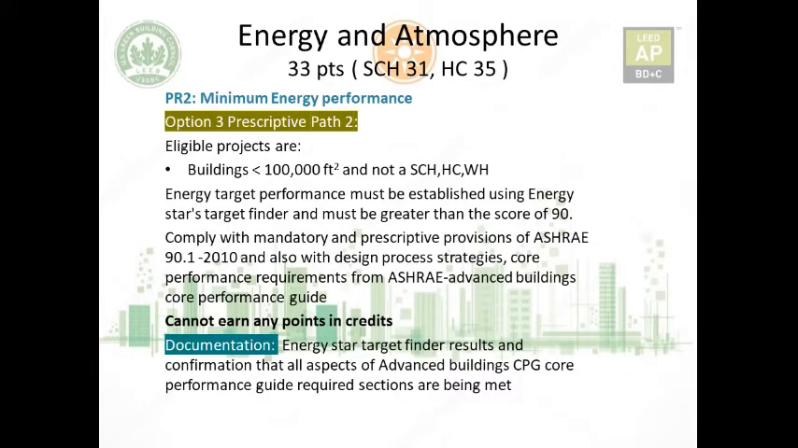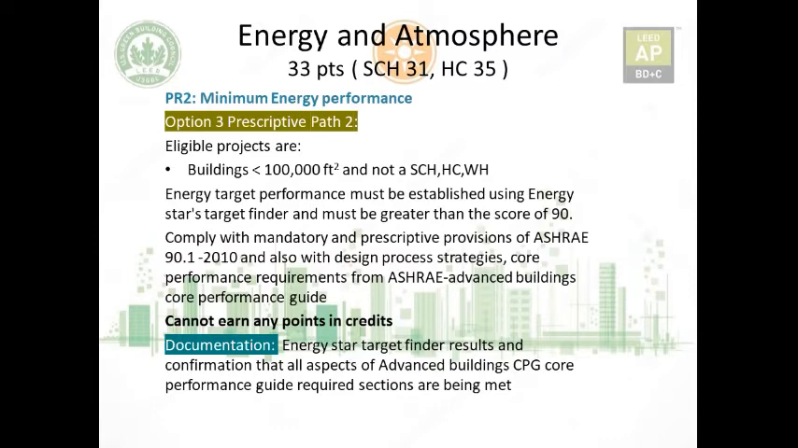But at the same time, the second constraint is that you cannot earn any points in optimized energy credits. The credit that is respective to minimum energy performance is optimized energy. We cannot earn any points if we choose to go for option 3 in the prerequisite. For the documentation, the Energy Star Target Finder results and confirmation that all aspects of the Advanced Building Core Performance Guide requirement sections are being met.